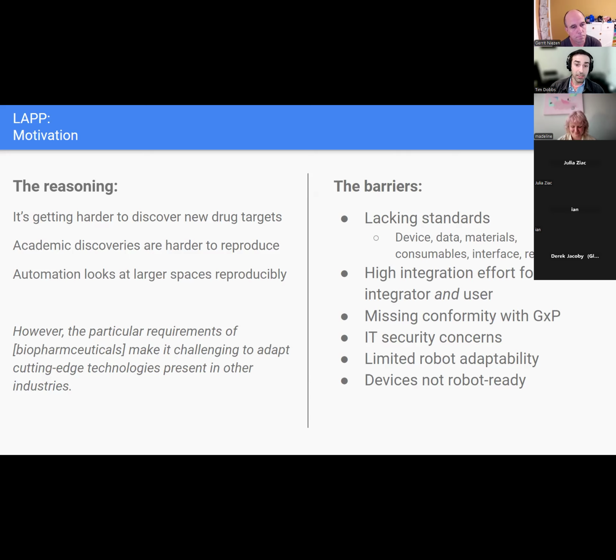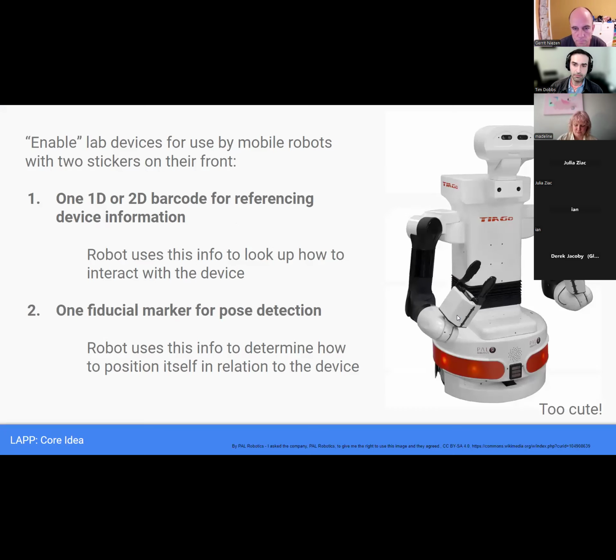Limited robot adaptability. So robots themselves don't necessarily plug into an existing lab very well. And then the reverse of that is, say, I have a device and it's just not ready to work with a robot. Maybe it has a lid that is hard to manipulate by a robot, even though a human can do it really easily. So if devices aren't built with robots in mind, that's a challenge.